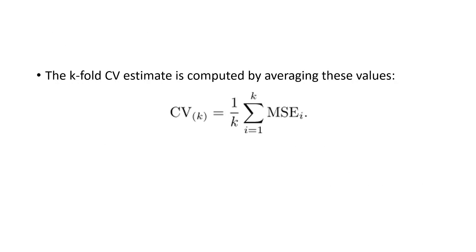And the k-fold CV estimate is computed by averaging these values. Again, this is very similar to the LOOCV, except that instead of having 1 over n, here you have 1 over k. So you're averaging based on the number of groups that you have.